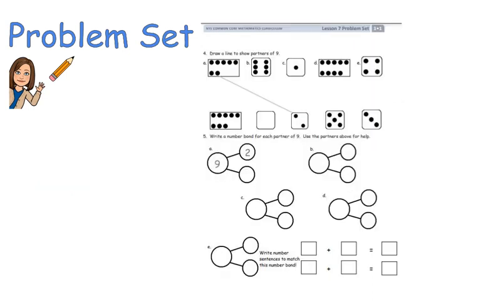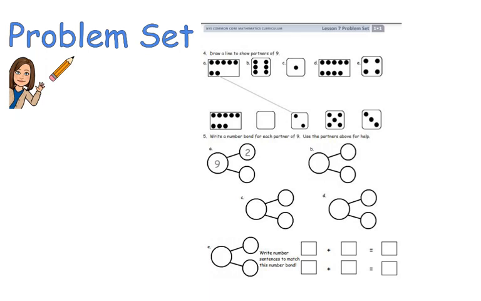Alrighty, turn the page. This direction says, draw a line to show partners of 9. So we're going to use the dice here and these 5 group cards to make 9. They did the first one for you, so I'll do one more with you, and then you can finish this problem.